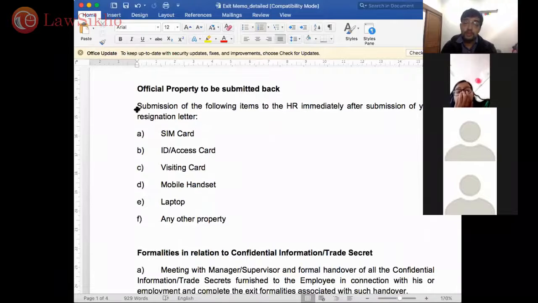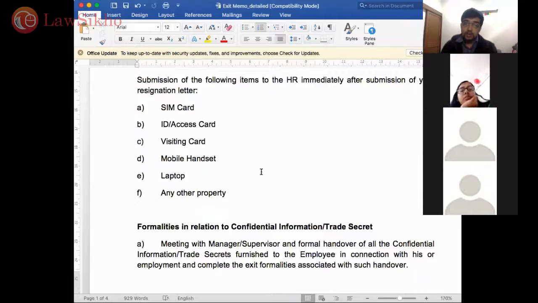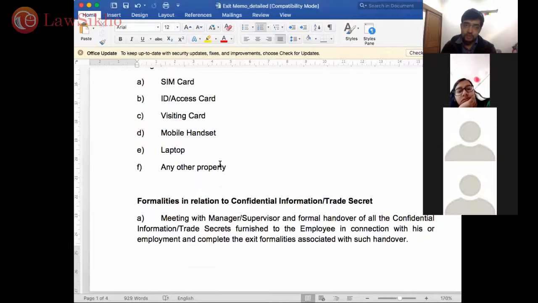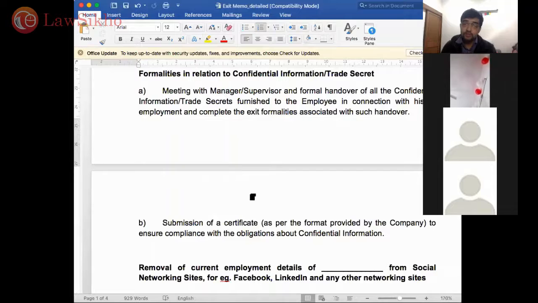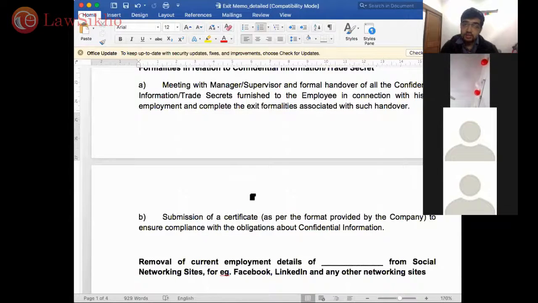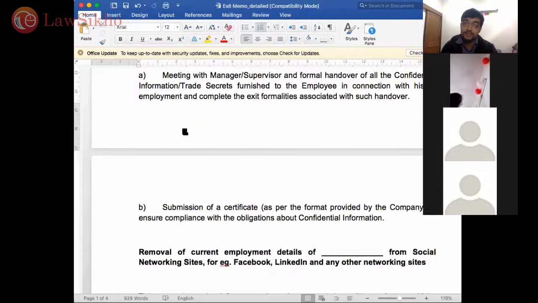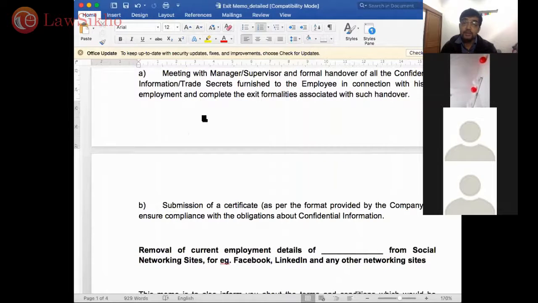Submission of office property, so consider this as an example. When these are submitted, it can be countersigned by the HR. Any office related documents, even digital copies. Then there will be formalities in relation to confidential information or trade secrets. So the process will depend on every organization and on the industry sector. Now look at this: meeting with supervisor or manager and formal handover of all confidential information to the employee in connection with his or her employment, and complete the exit formalities associated with such handover, right?